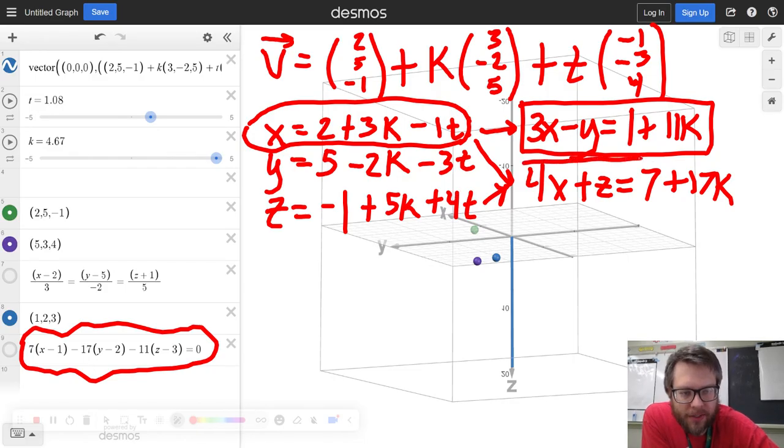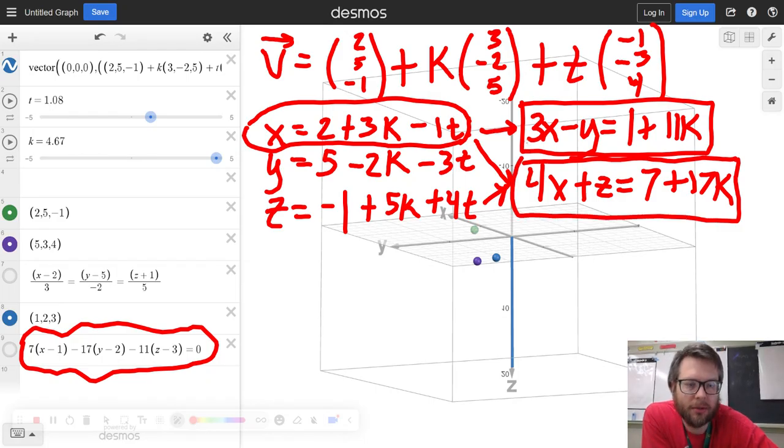What I've done now is I've taken my 3 equations that had 2 parameters and shrunk it down to 2 equations that have 1 parameter. All right, 11 and 17 aren't super nice. They don't go into each other, and so I'm going to just multiply the top equation by 17 and the bottom equation by 11, and then we're going to subtract them.